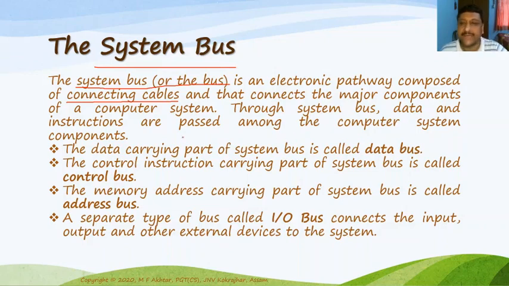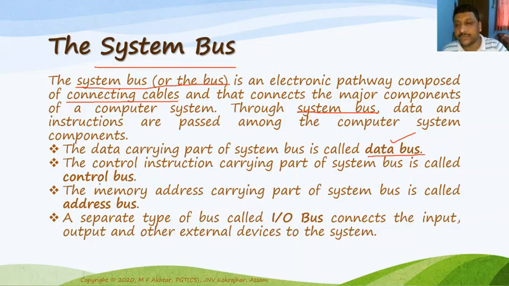Through the system bus, data and instructions are passed among the computer system components. This system bus is responsible for transferring data from one part of the computer to another part. Now see, so many bus systems are there. The data carrying part of the bus system is known as the data bus. The path or cable which carries data from one part of the computer to the other is known as the data bus.